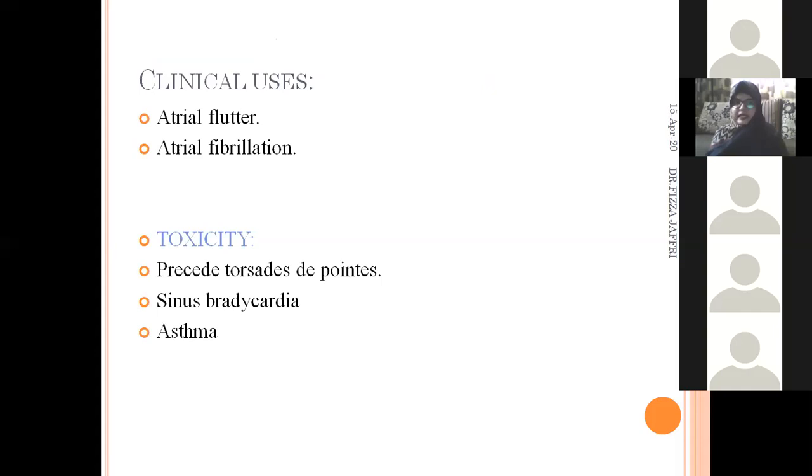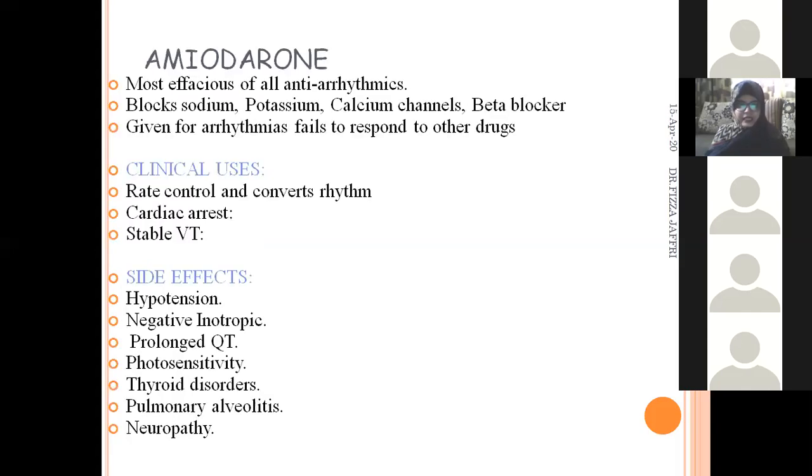Potassium channel blockers are given in atrial flutter and atrial fibrillation. From an MCQ point of view, just remember that the sodium channel blockers and the potassium channel blockers are given for atrial and ventricular tachycardias and arrhythmias, right? Toxicity of potassium channel blockers precipitates torsades de pointes, a type of polymorphic arrhythmia with a wide QRS complex presentation, and it causes sudden cardiac death, sinus bradycardia, and asthma.